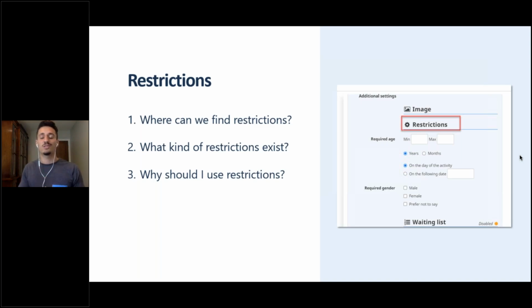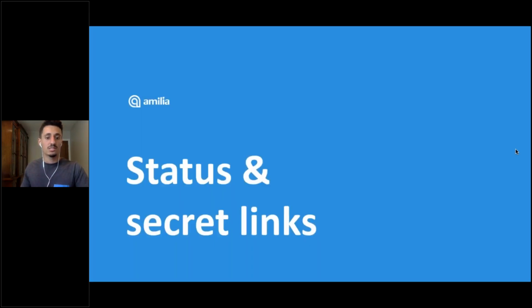We really, really recommend using restrictions because this is how you can avoid the example I gave previously where a mother registers themselves instead of their child. So you can put a required age. If it's a camp, you can just put 18 and under, and that'll save a lot of time and save a lot of errors that can happen on the client side and just make it easier for them to do the registration properly. Next up, we're going to look at status and secret links.